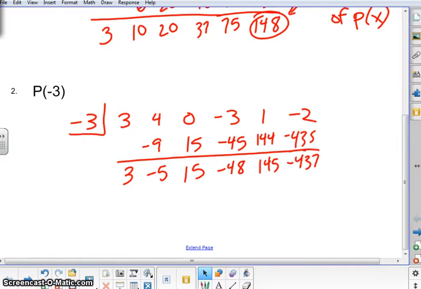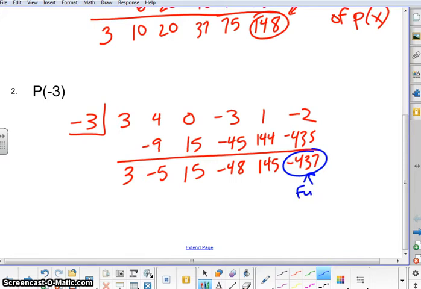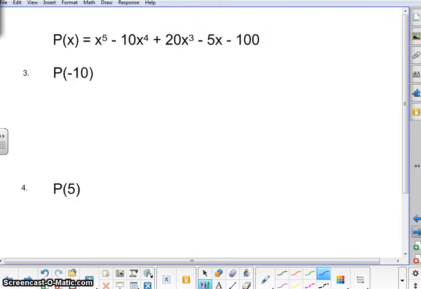So hopefully you got -437 as the remainder. And the remainder theorem says that that is called the function value, or the y value of the graph. So again, an ordered pair would be -3, comma, -437. That's where it would hit, one of the points that it hit on the graph. Okay, the next one, I have a different polynomial for you to do. The last number was a pretty big number, but this one is even more crazy. So go ahead and push pause and see if you can find the function value.